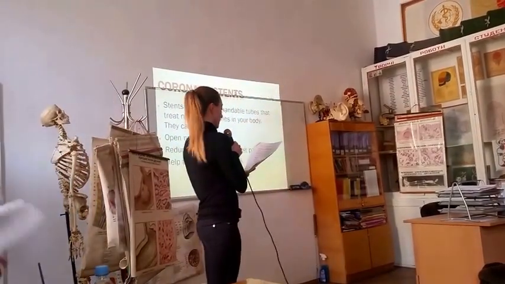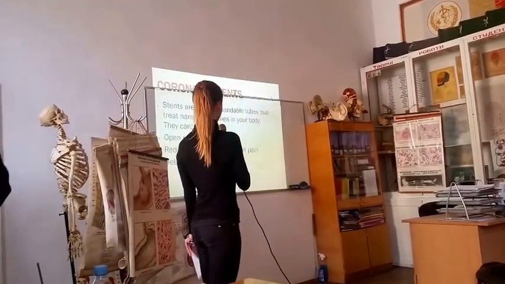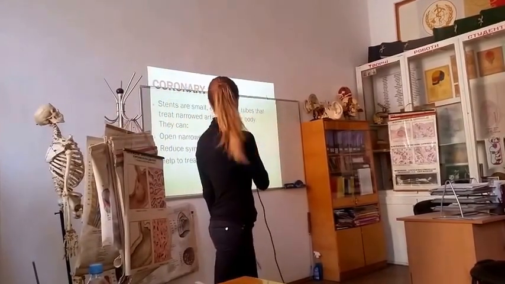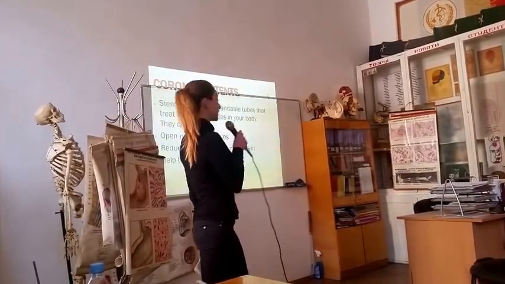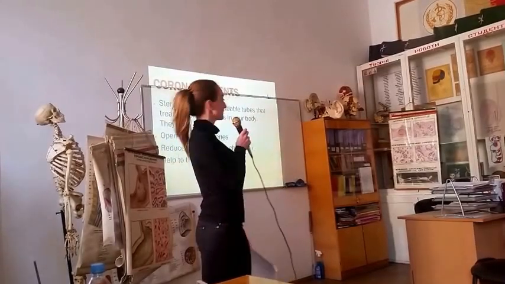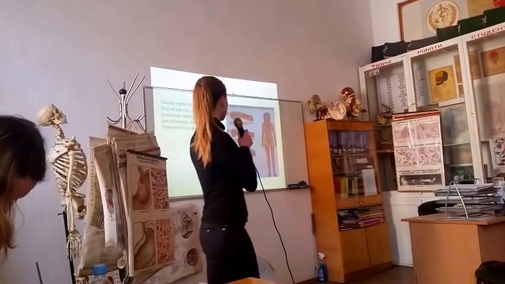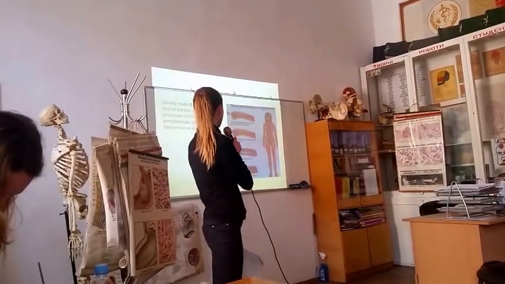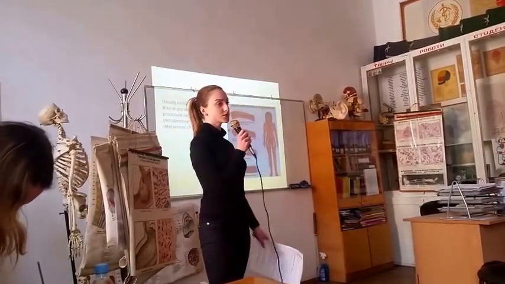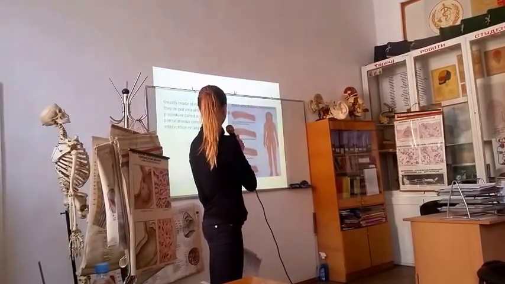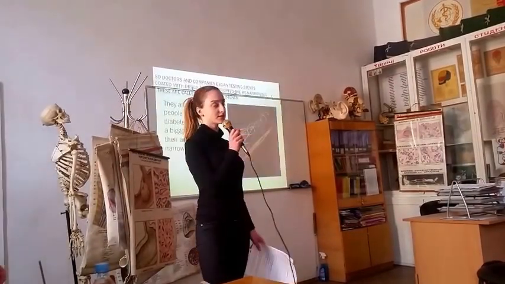Coronary stents. Stents are small expandable tubes that treat narrowed arteries in your body. They can open narrowed arteries, reduce symptoms like chest pain, and help to treat a heart attack. Usually made of metal mesh, they are put into arteries in a procedure called percutaneous coronary intervention or angioplasty.